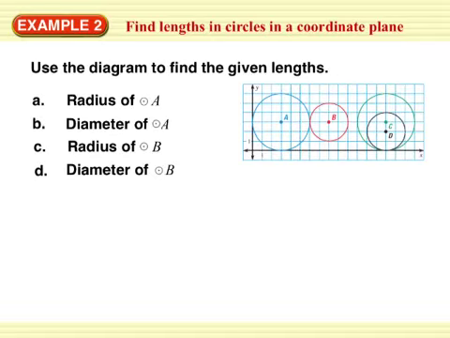Example 2, find lengths in circles in a coordinate plane. I have circle A. The radius of A is a segment that contains the center to a point. So if these are in ones, we're 1, 2, 3. The radius of A is 3. The diameter of A is 1, 2, 3, 4, 5, 6, or twice the radius. The radius of B is 2, and the diameter of B is 4.